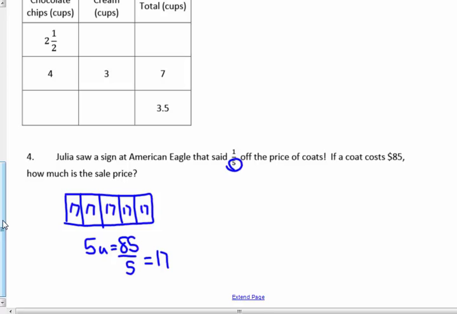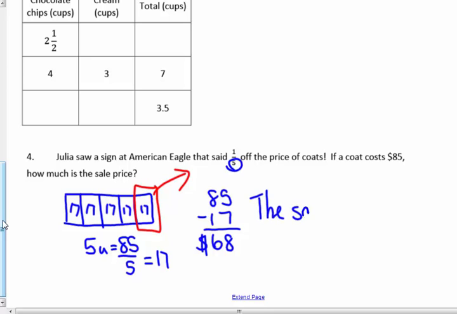Now, the sign says it's 1/5 off, so I'm literally going to take this $17, that 1/5, and take it off the price. So if it started off being $85 and I'm taking 1/5 of it, which is 17, off, it ends up being $68 on sale. How much is the sale price? The sale price, full sentence answers, is $68.